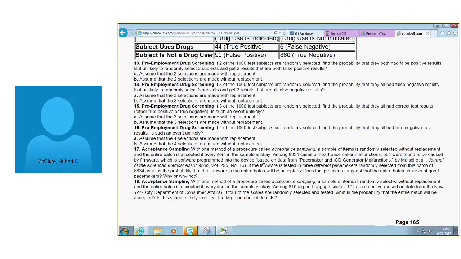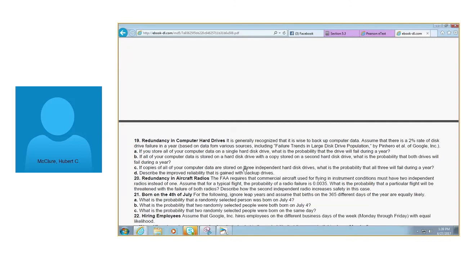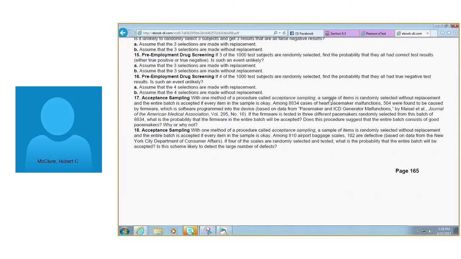What's that one say? Oh, okay, they changed it. Now it's baggage scales. With one method of procedure called acceptance sampling, a sample of items is randomly selected without replacement, and the entire batch is accepted if every item in the sample is okay. Among 810 airport baggage scales, 102 are defective. If 4 of the scales are randomly selected, 4, so that means exponent of 4, or you're going to multiply 4 times.